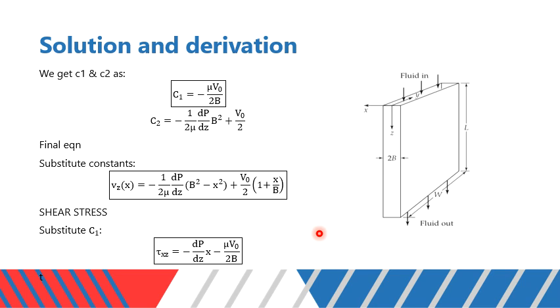And then now we need to find the shear stress equation, which was tau xz equals minus dp by dz, right, plus c1. After substituting c1 we get the shear stress equation as this.